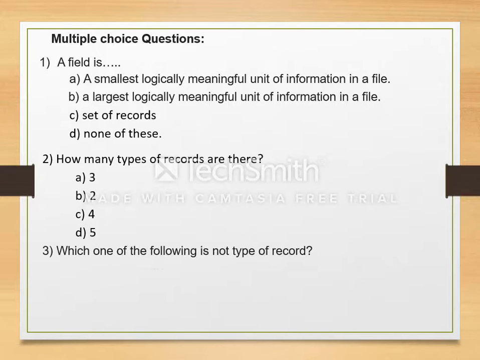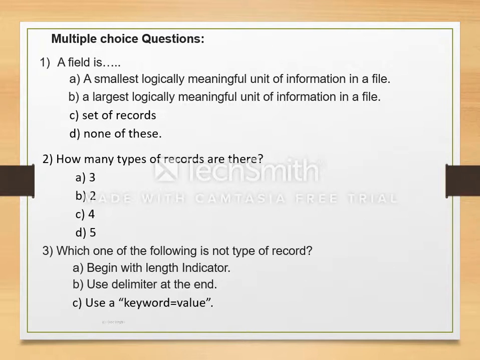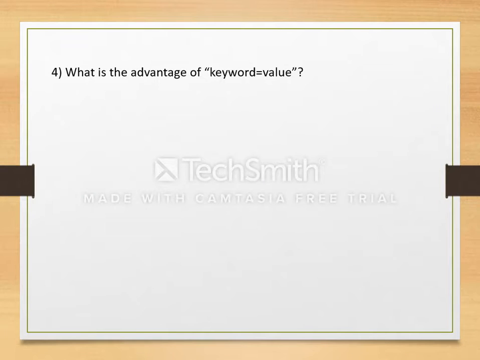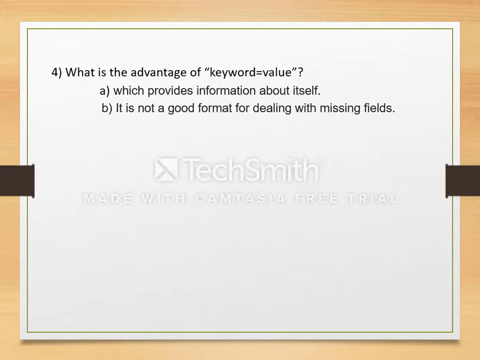Third question. Which one of the following is not a type of record? A. Begin with length indicator. B. Use delimiter at the end. C. Use keyword equal to value. D. Fixed length. And the fourth question. What is the advantage of keyword equal to value? The options are A. It provides information about itself. B. It is not a good format for dealing with missing fields. C. Both A and B. And D. None of these.